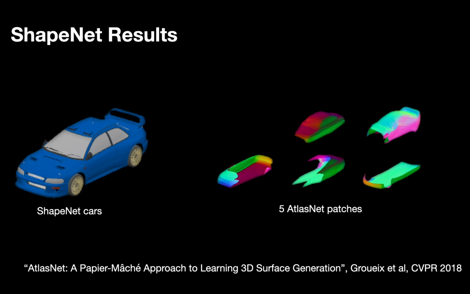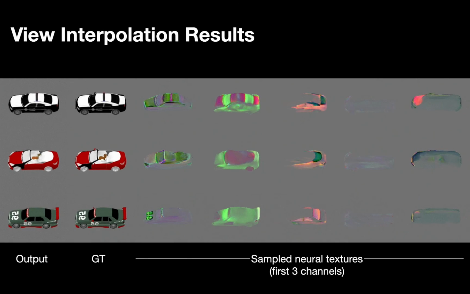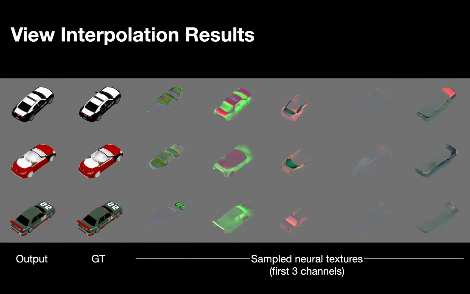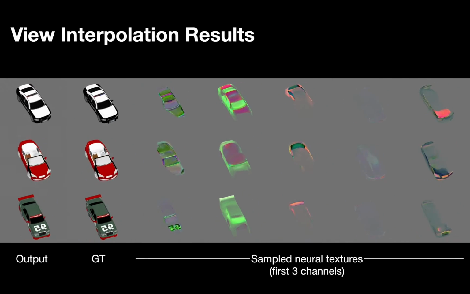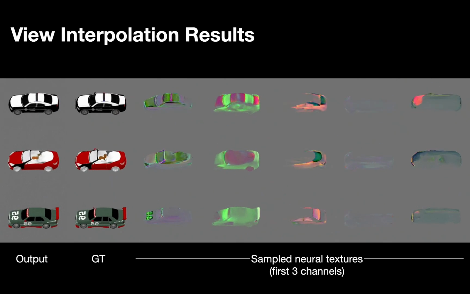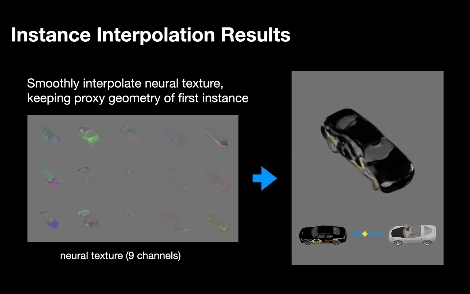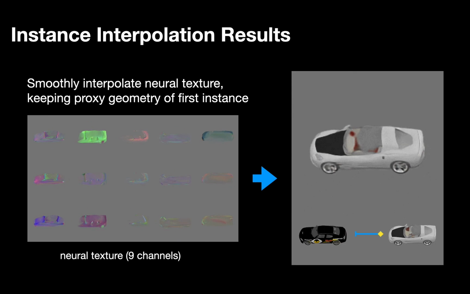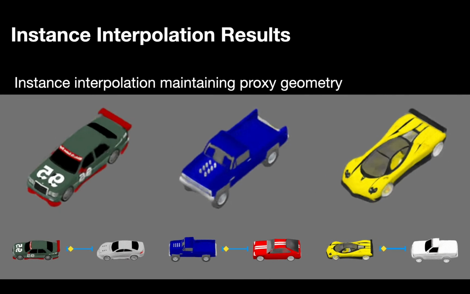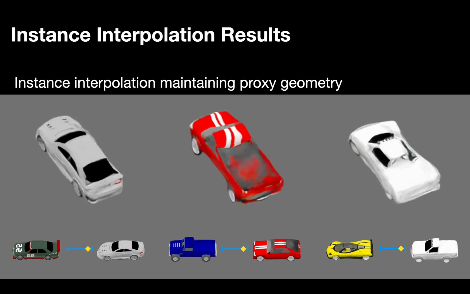As mentioned before, GeLaTO can be applied to objects with more complex geometric variations, like ShapeNet cars, by using AtlasNet patches as the proxy geometry. When performing novel view synthesis, our representation preserves high-frequency details like the number decal on the bottom car. We can also interpolate between different car instances. These are possible thanks to the semantic consistency of the AtlasNet patches.